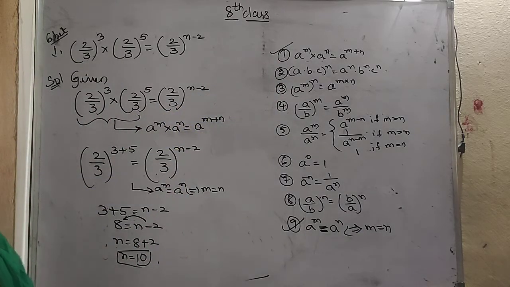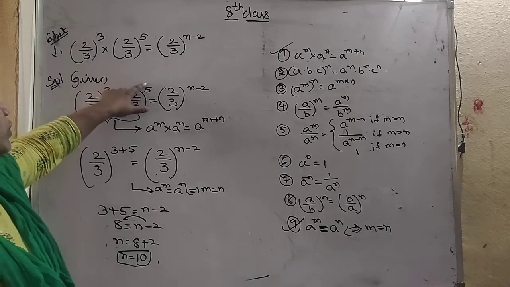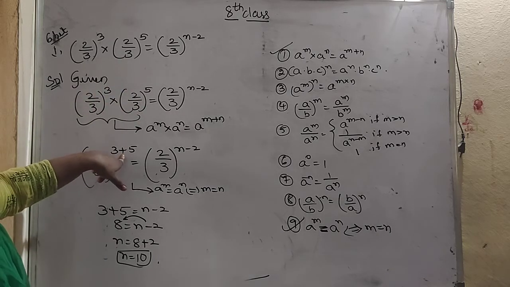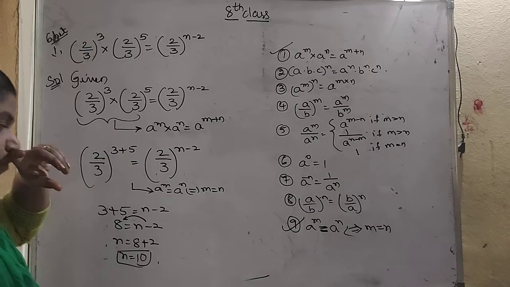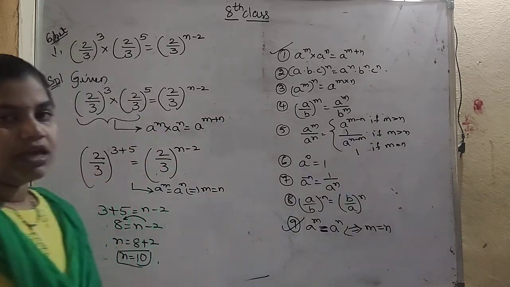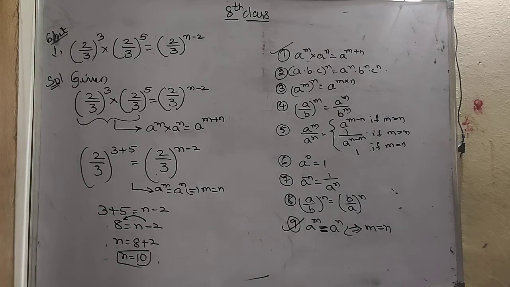a power m into a power n is equals to a power m plus n. So we have to add both the powers. So I have added here, equals to, I wrote this value as it is. Now which formula have I used? I have used the ninth formula, that is a power m is equals to a power n, gives rise to m is equals to n.